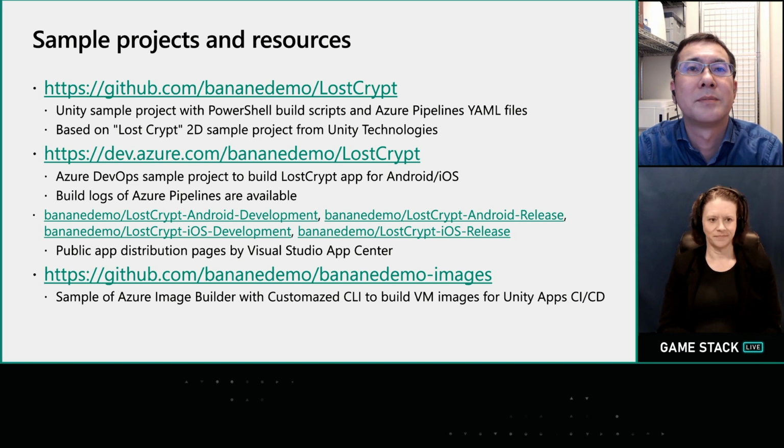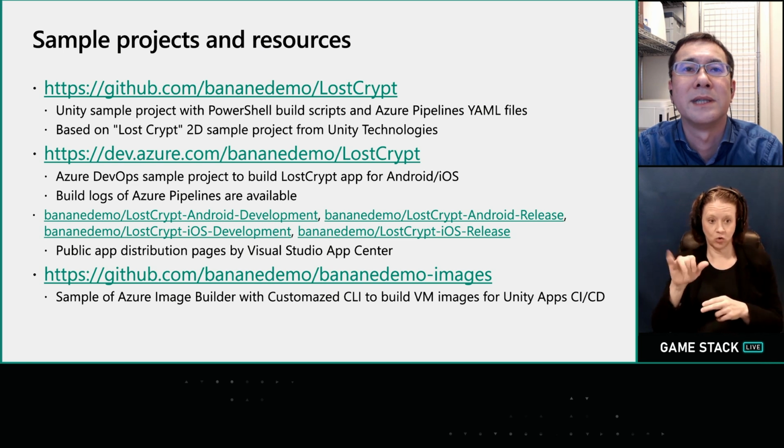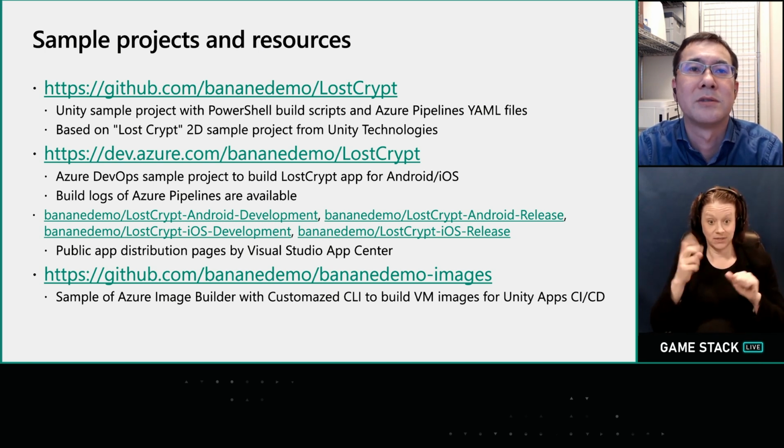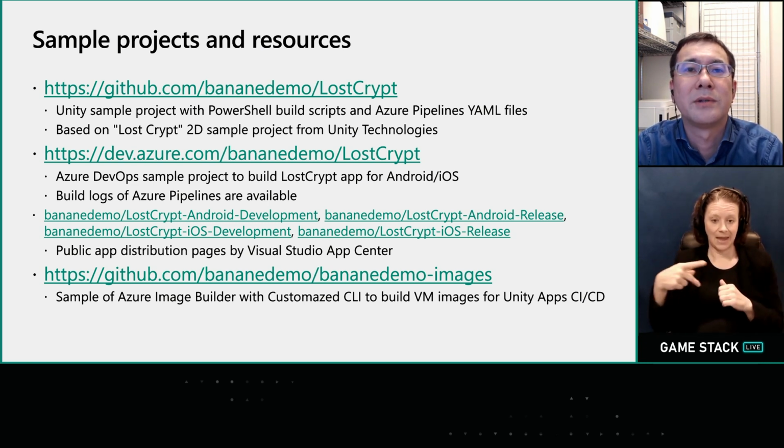I've shared some sample projects and resources related to this presentation. The Unity project named RostCrypt is based on the sample from Unity Technologies and hosted on GitHub. And there's an Azure DevOps project to build the RostCrypt app for Android and iOS. You can see actual build logs of Azure Pipelines there. App Center distribution is also available. You can download application images. I also share Customazed CLI projects to build virtual machine images for CI/CD.